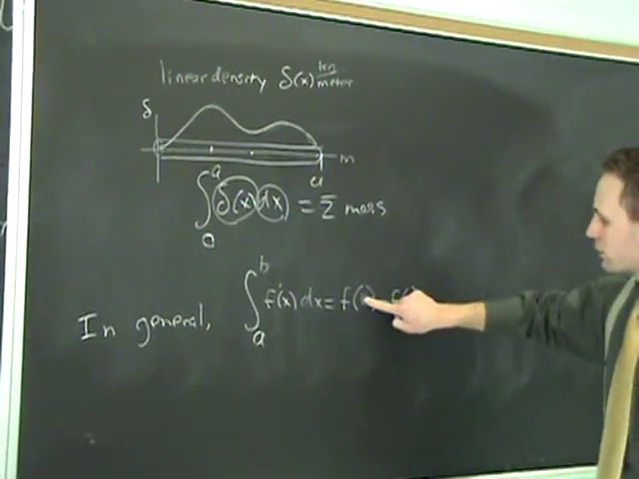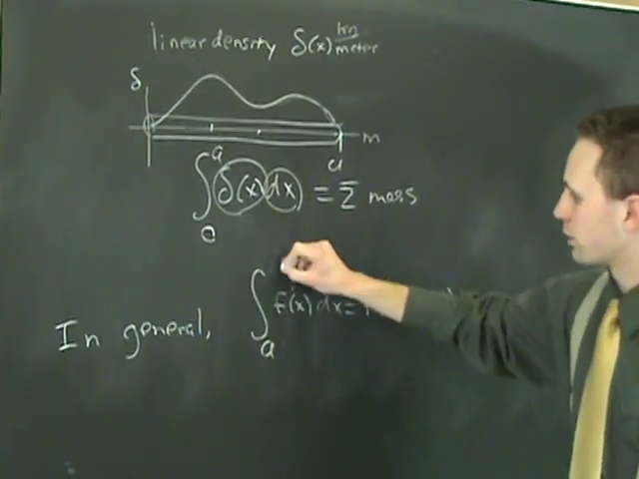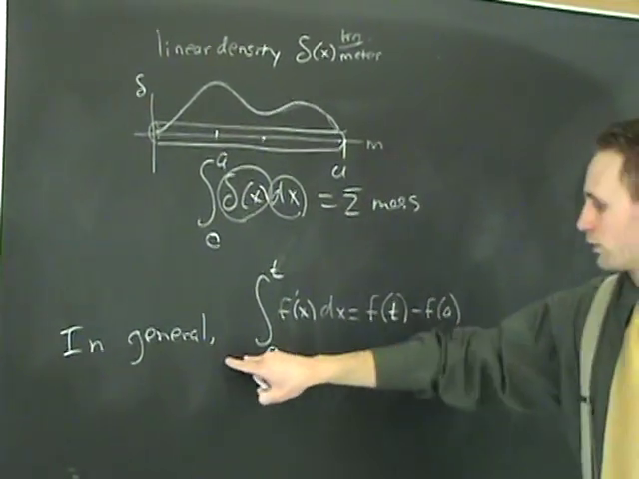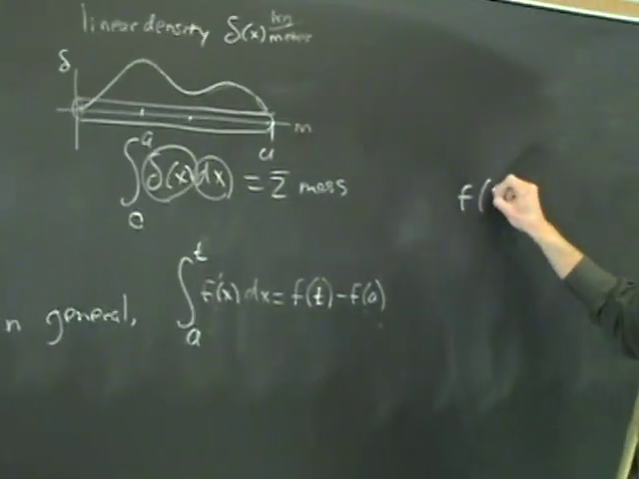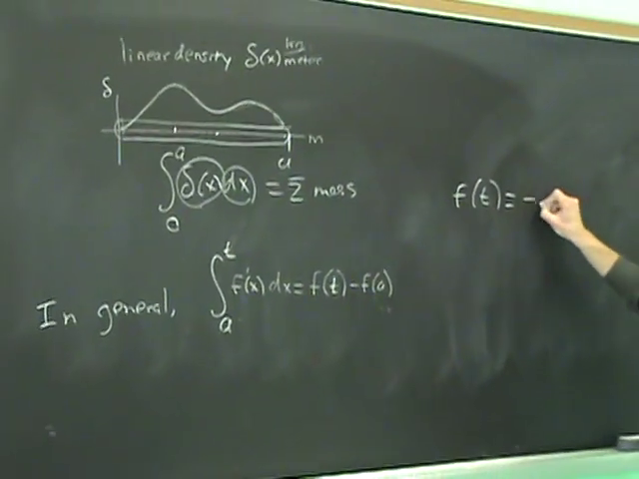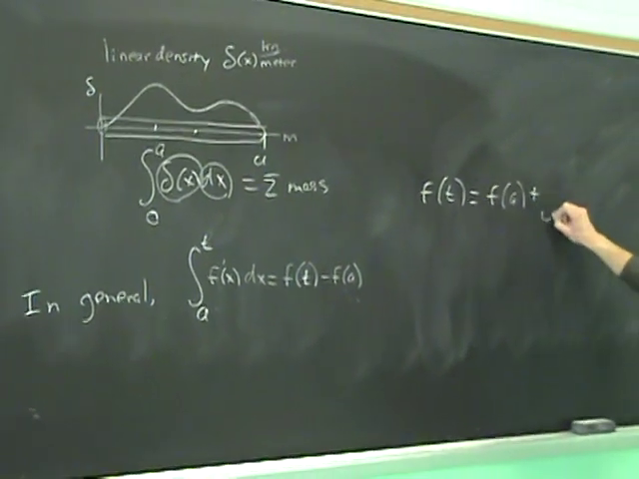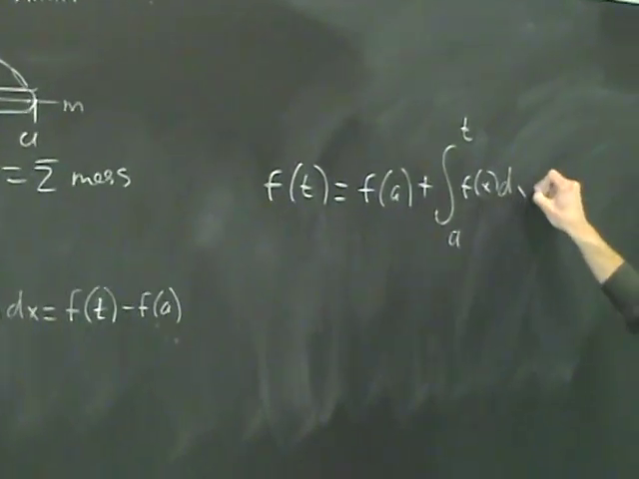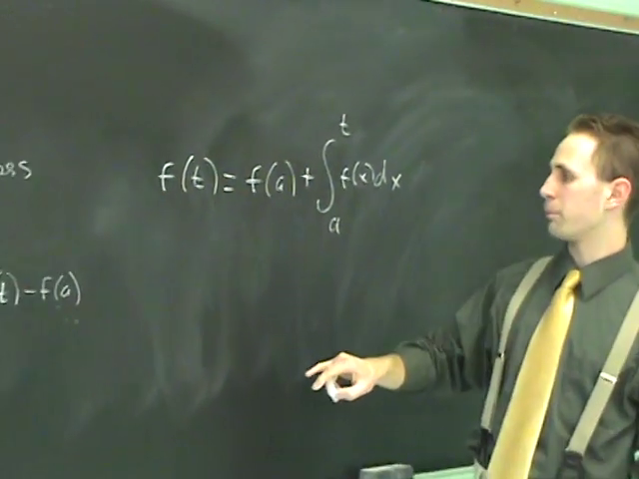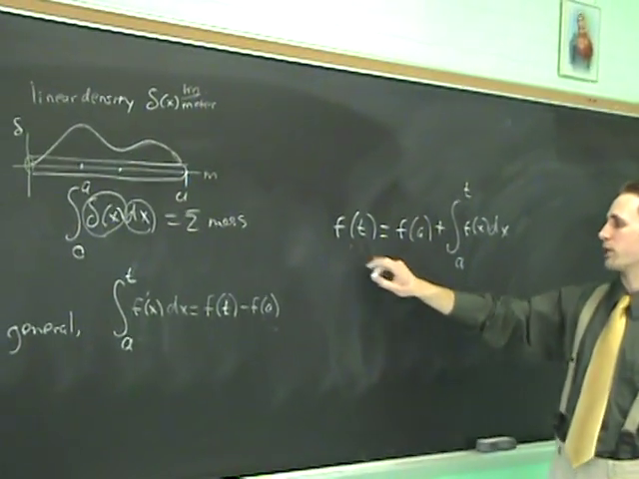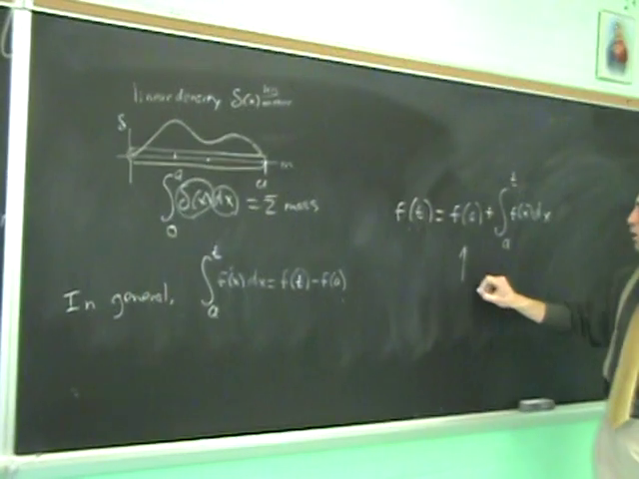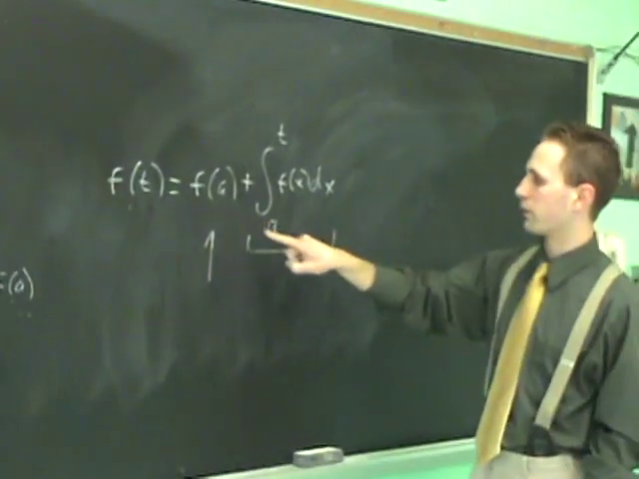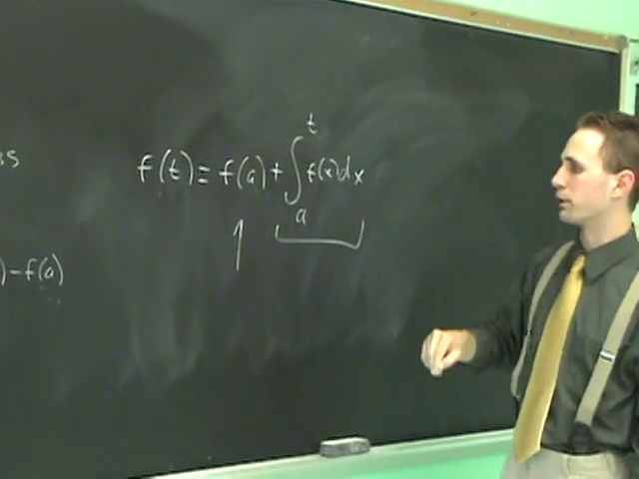You can rearrange this if you make a little substitution here, change b for t, and then if you bring this over to the other side, what you will get is the value of the function equals the initial value plus the change from a to t of f of x dx. It says that a function can be represented by some initial value plus the change undergone by that function from that initial value to some point t.